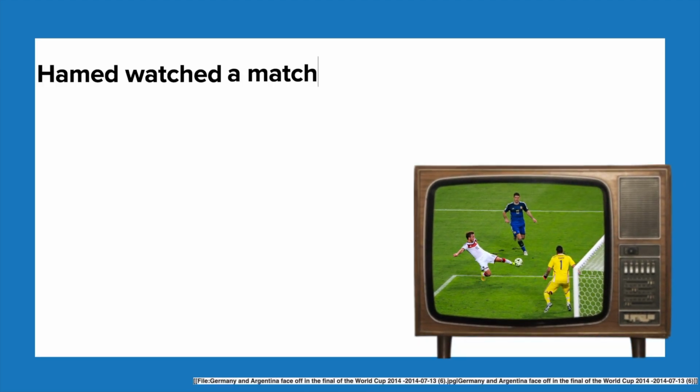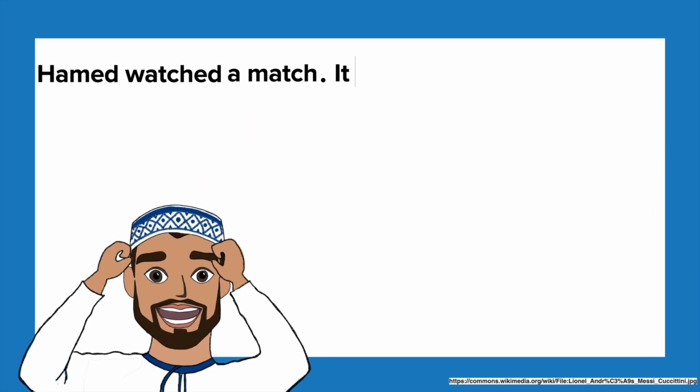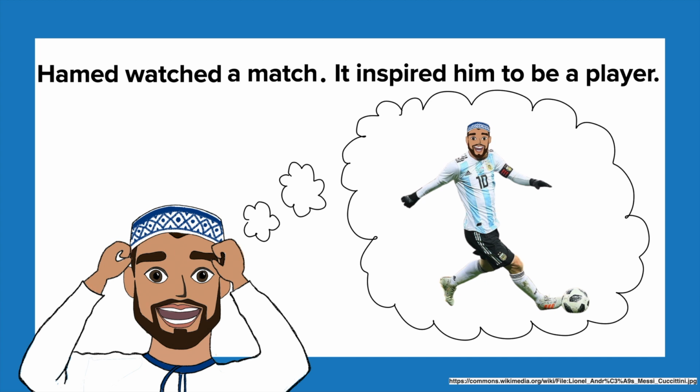So, Hamid watched a match. That's exciting. It inspired him to be a player. Good job, Hamid. Now, here in my two sentences, match and it is my repeated information. And again, I'm talking about match, which is a thing. So I can use that to create one complex sentence. Hamid watched a match that inspired him to be a player.